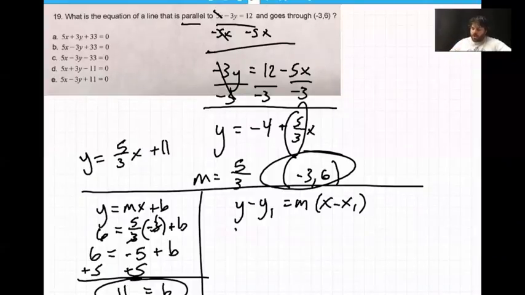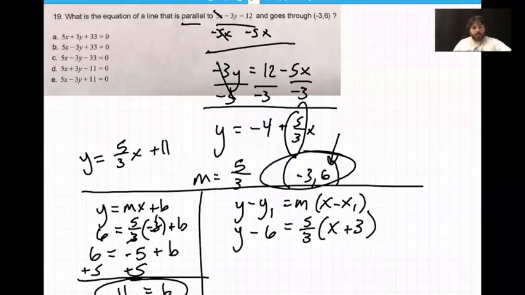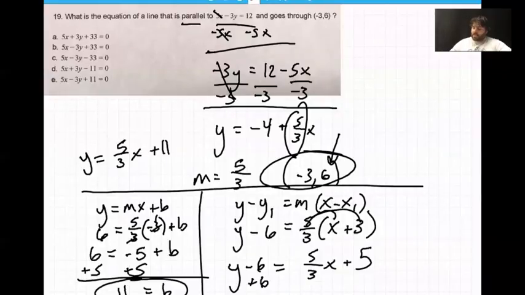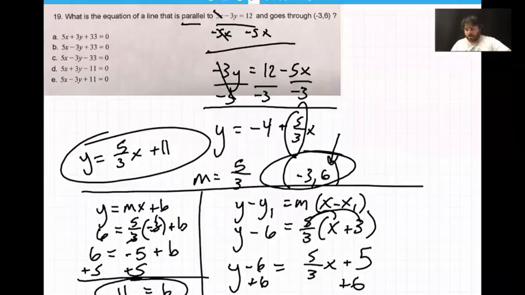Now when I do this over here, I should get the same thing. Y minus the y value, which again is 6, equals the slope 5/3 times x minus a negative 3, which flips it to a positive. I distribute here. I get 5/3 x. 5 times 3 is 15, so 15/3 reduces to 5. And then I have my y minus 6. When I add the 6 over, I get that 11, just like in the other one. I'm back to this equation here, okay? Y equals 5/3 x plus 11.